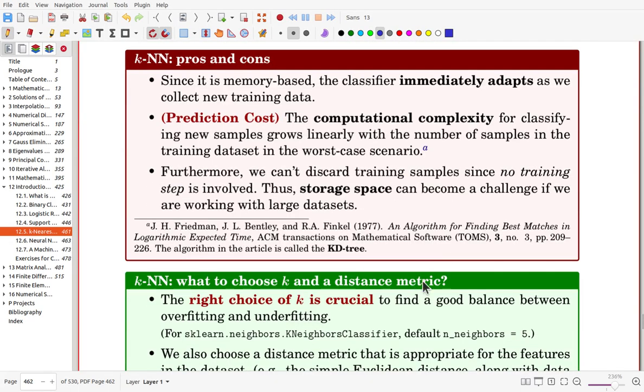Here we have the pros and cons for the algorithm. It is memory based, so the classifier immediately adapts as we collect new training data. And the prediction cost increases as the number of samples increases.